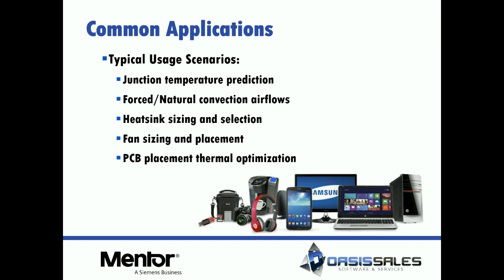So I guess the main things that people want to know when they do thermal analysis would be things like junction temperature prediction. You want to know what the airflow looks like. Is your heatsink in the right place, or is the airflow doing what you want it to be doing? Heatsink sizing and selection is an important one. Fan sizing and placement, and finally PCB placement and thermal optimization. So looking at thermal vias, copper pours, thicknesses of the layers within the board to try and pull the heat out of the components.